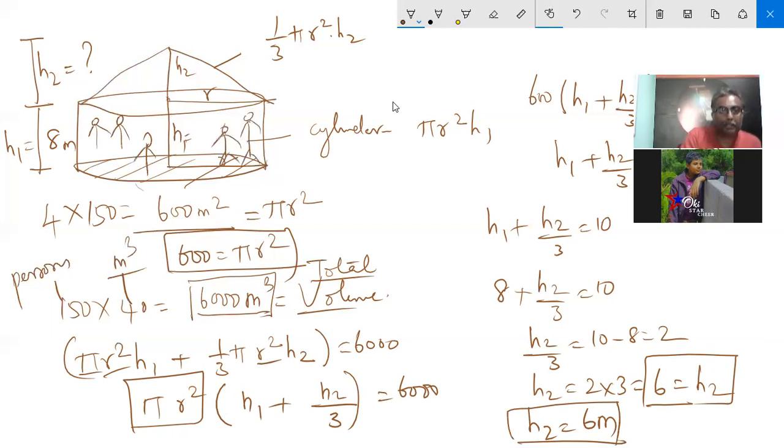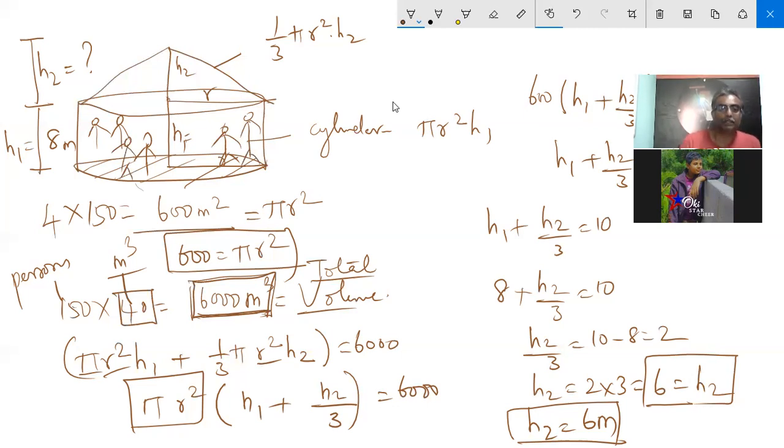How many persons are inside? 150 persons are inside. Each person is occupying 40 meter cubed of air. So total volume is what? 150 into 40, that is 6,000. Understood? You understood or you didn't understand? Ashik, did you understand? Yes, sir.